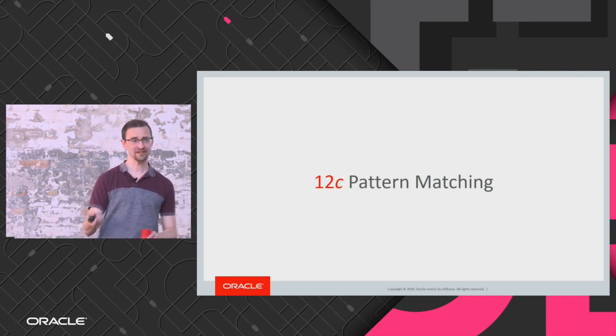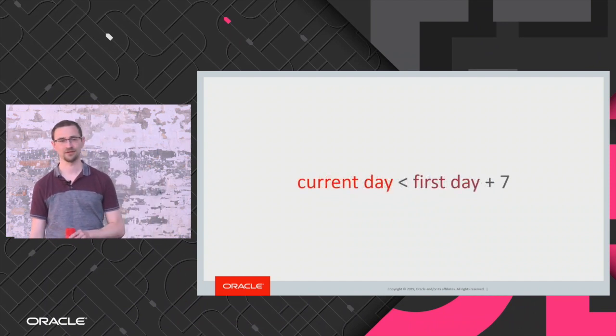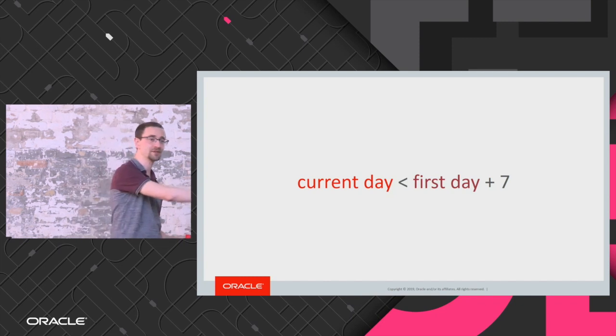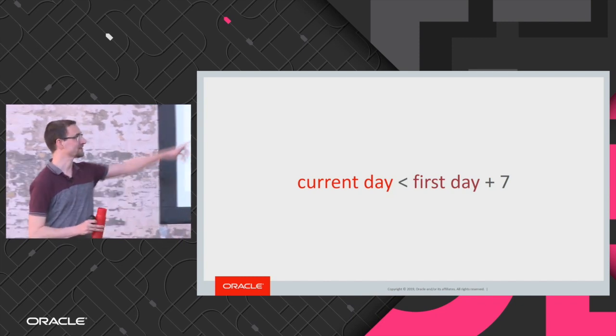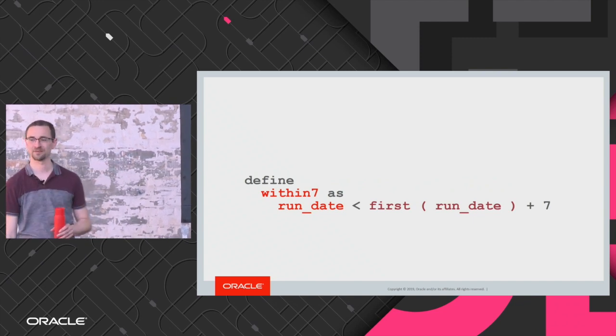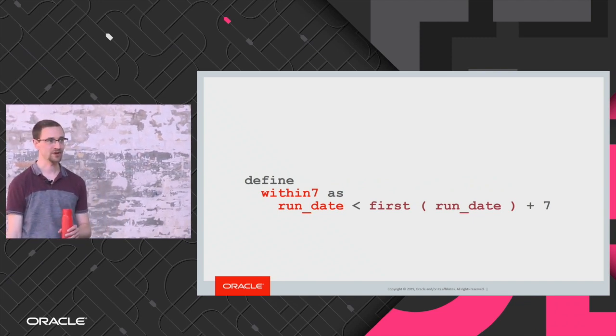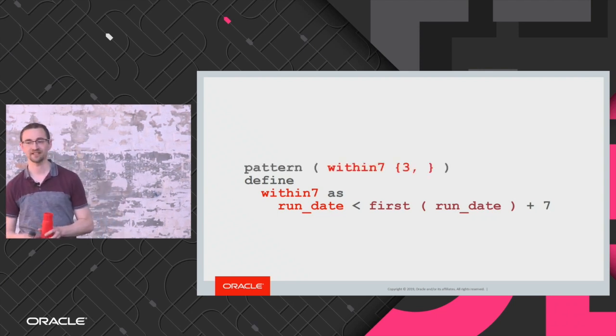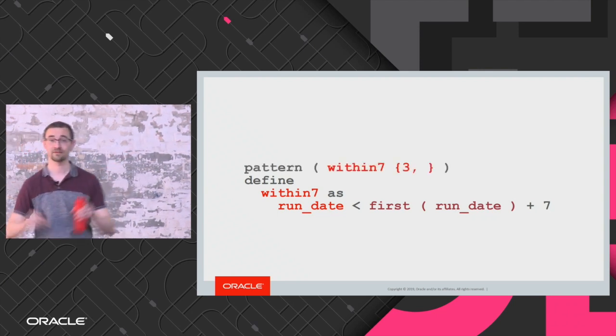How does this work with pattern matching? Well, what are we looking for? We're saying, is the date of the current row less than the date of the first row in the group plus 7? This is the definition of our pattern variable. That goes in our define clause. What's the pattern we're looking for here? Well, I want at least 3 instances of this. So in this case, I do a pattern of within 7, 3 or more.